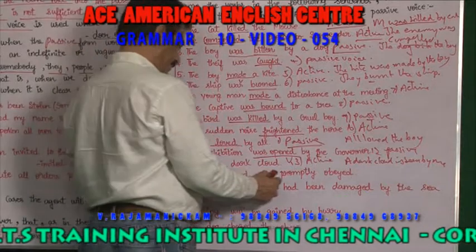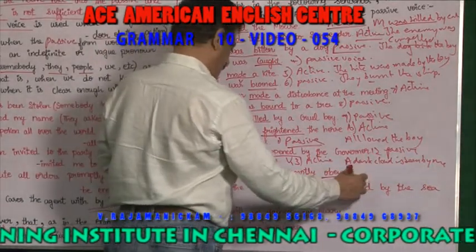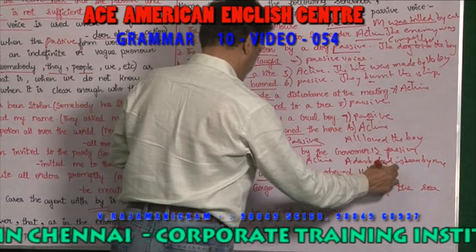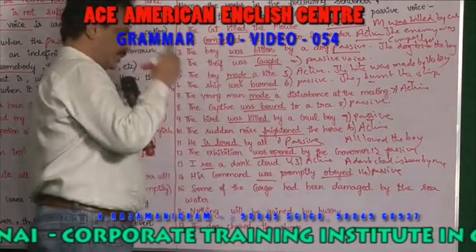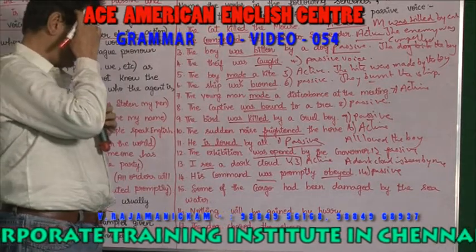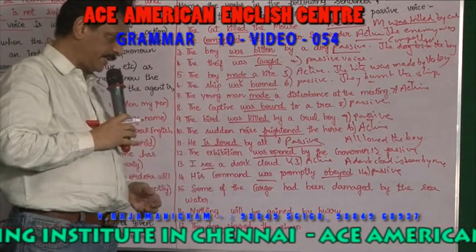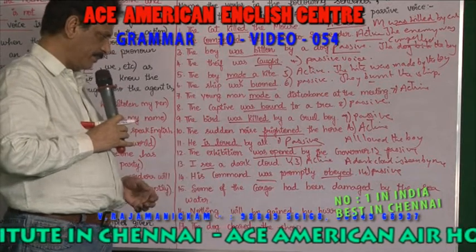His command was promptly obeyed. Active or passive? Was obeyed. So it is passive. What is active? They obeyed his command promptly.